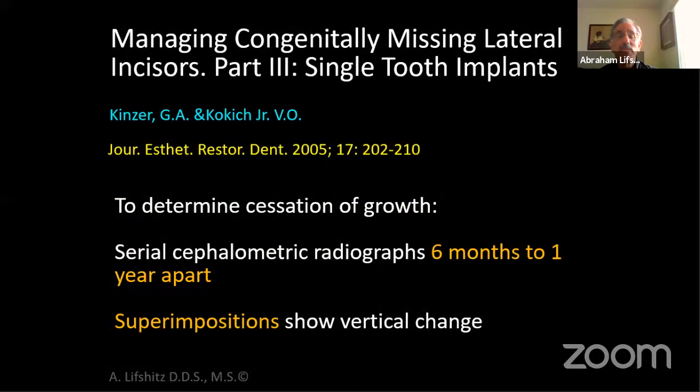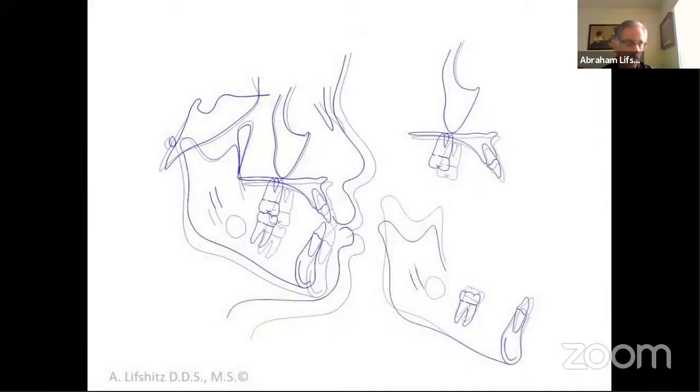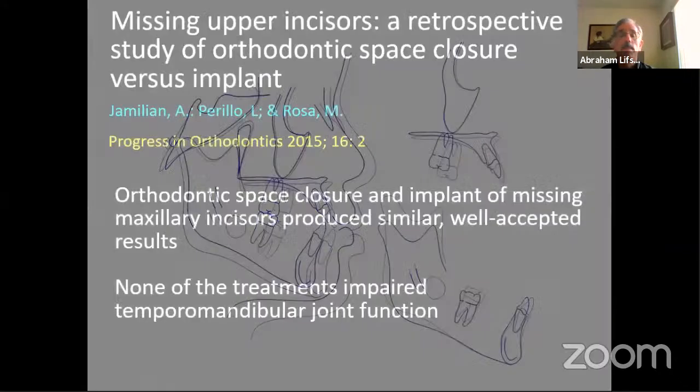To determine cessation of growth, serial cephalometric radiographs 6 months to 1 year apart should be traced, and superposition should be done in order to show the vertical change. So this is an example of an extreme grower. Evaluating the two different time frames on the X-ray, we can evaluate if the patient is growing or not.